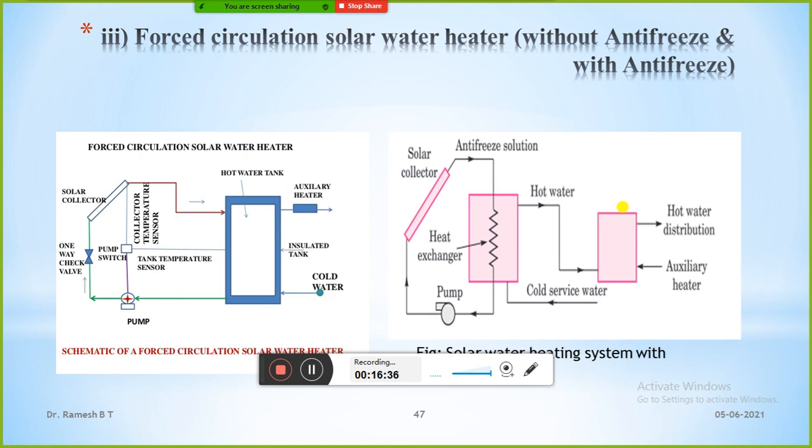Yes, come to the third one. It is called a forced circulation solar water heater. The forced means, in the first two, the collectors and the tank are either at some difference or equal level, so that natural circulation takes place. But in the forced circulation, you just observe.